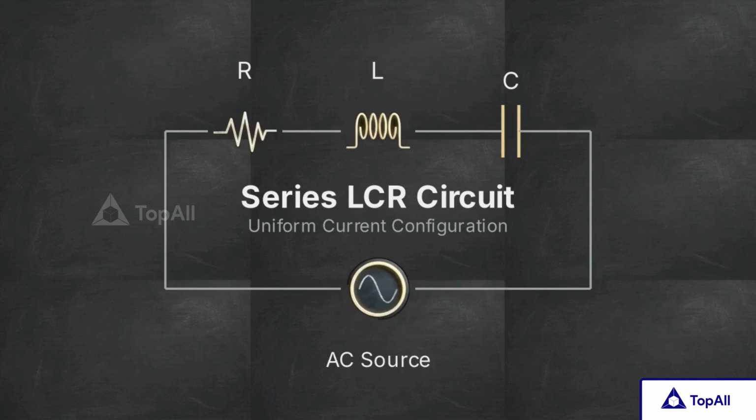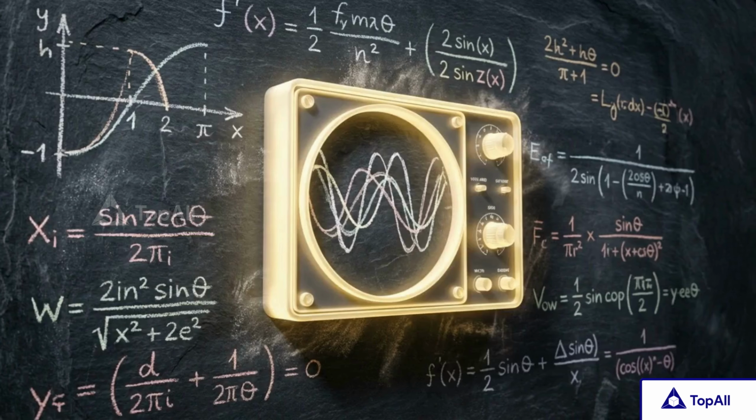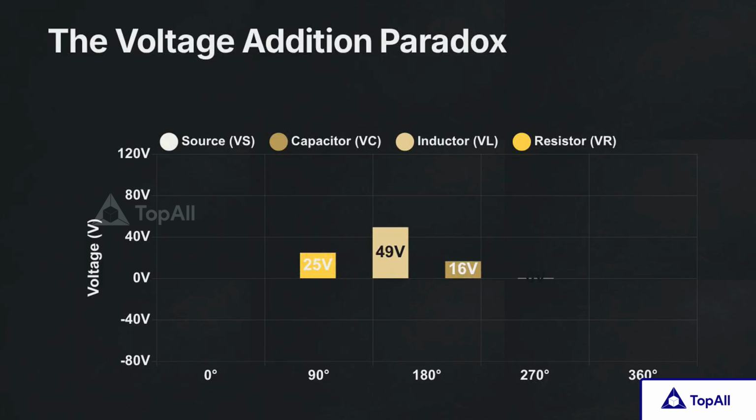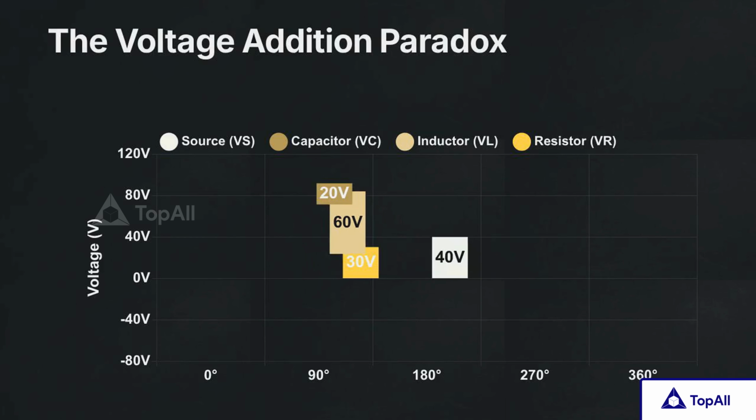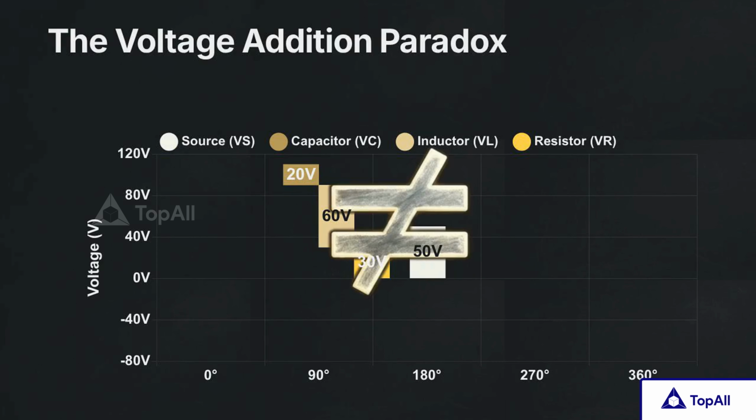voltage source. Because this is a series circuit, it follows a strict rule. The current flowing through every single component is exactly the same at any given moment. But there is a strange mathematical anomaly. If you measure the peak voltage across the resistor, the inductor, and the capacitor individually, and add those numbers together, the sum does not equal the total voltage supplied by the source.